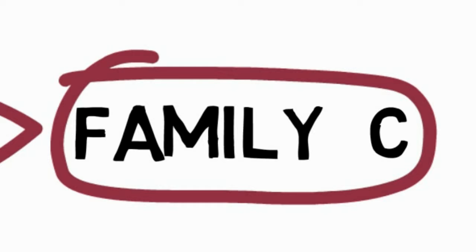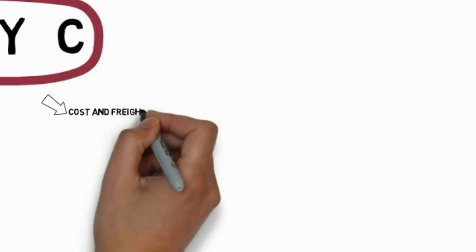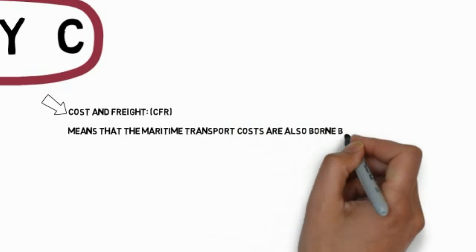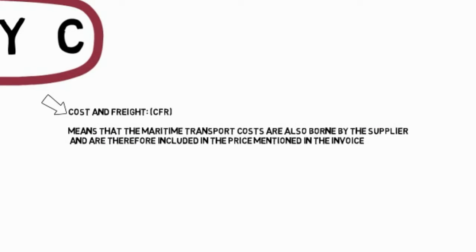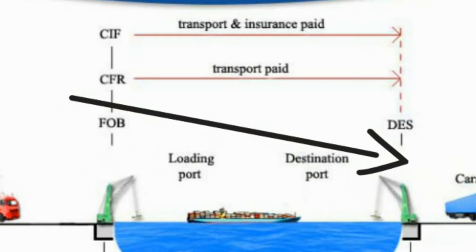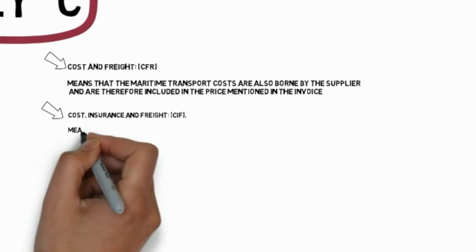3. Family C. It includes 4 Incoterms. Cost and Freight, CFR. Compared to the previous invoicing method, this Incoterm means that the maritime transport costs are also borne by the supplier, and are therefore included in the price mentioned in the invoice, which must indicate the agreed port of destination. This invoicing is only valid for goods transported by sea. It is also one of the most widely used Incoterms in international trade operations.